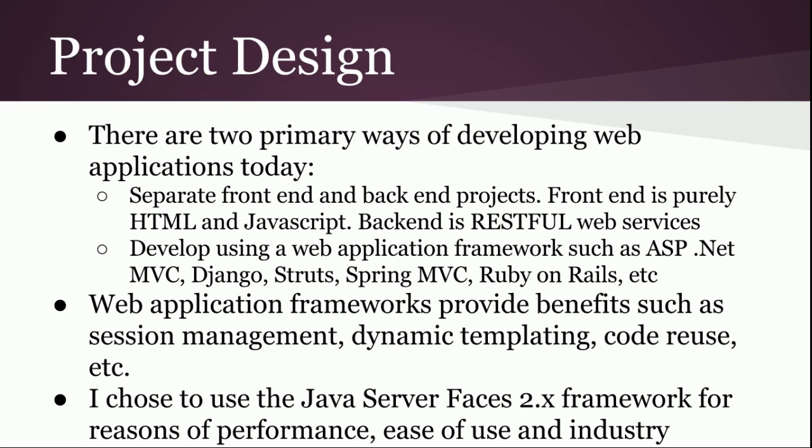The second way of developing web applications is to develop using a web application framework such as ASP.NET MVC, Django, which is Python, Struts, and Spring MVC, which are Java web frameworks, and Ruby on Rails, which is obviously Ruby. These are just examples of the multitudes of web application frameworks that exist today, that all each have their purposes, their uses, and their advantages and disadvantages depending on the language that you're working in.